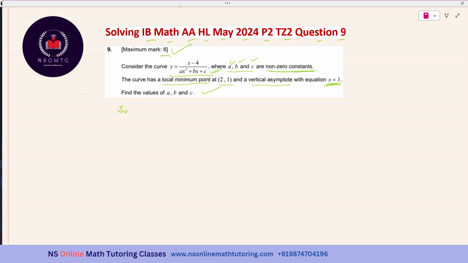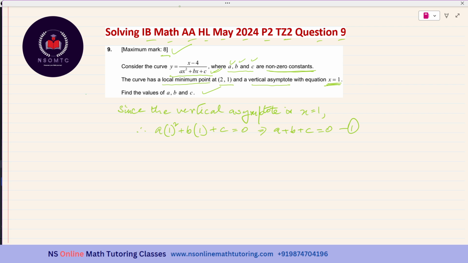So since the vertical asymptote is x equal to 1, therefore a times 1 square plus b times 1 plus c should be equal to 0, or a plus b plus c is equal to 0. This is the first equation. Okay.